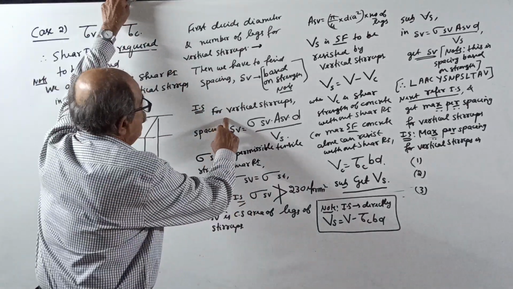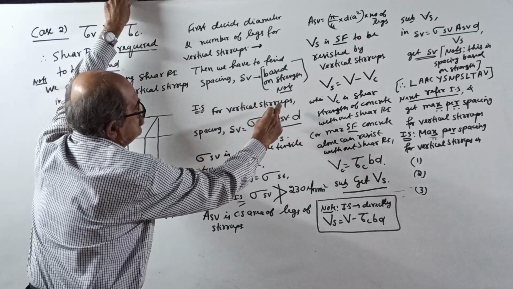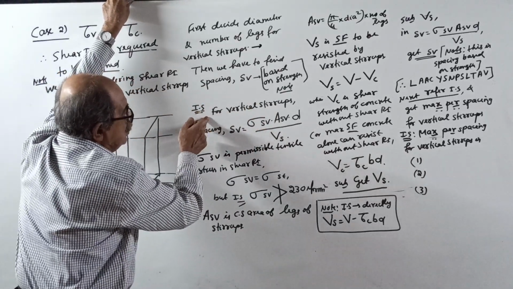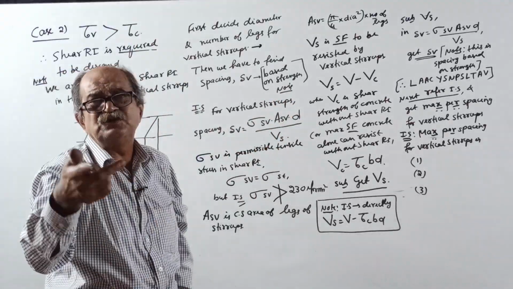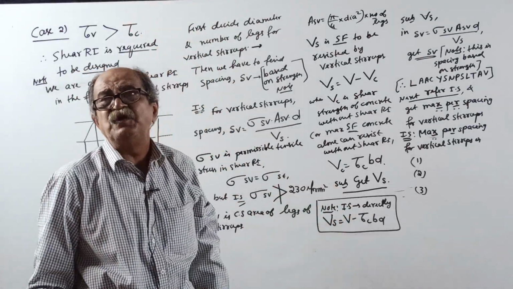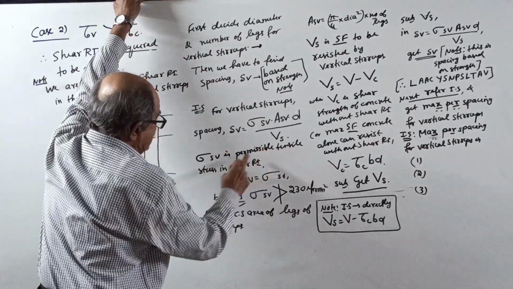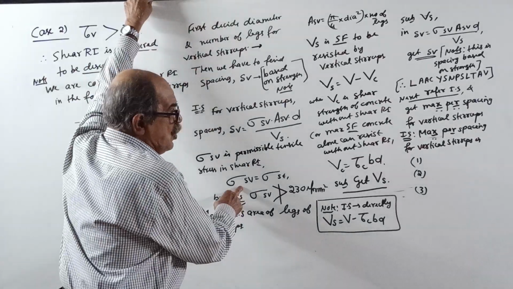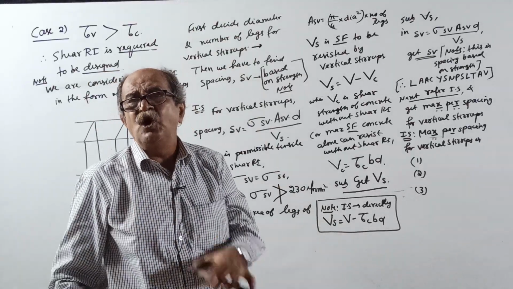Okay. For vertical stirrups, as per IS code, spacing SV is sigma SV ASV D by VS. Actually, IS code told VS equal to sigma SV ASV D by SV. I am interchanging. See IS code. Page number you search. It is there where table 23 and 24 are there. Somewhere it is there. Sigma SV is the permissible tensile stress in shear reinforcement. But remember, IS code told sigma SV is nothing but sigma ST. By this time, you know what is sigma ST.